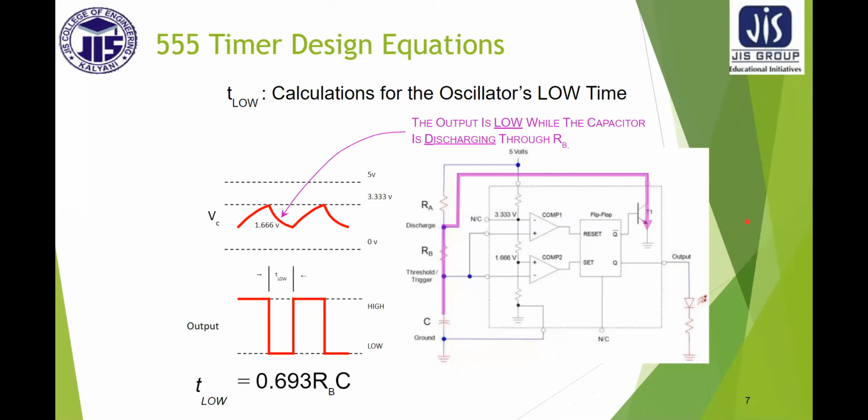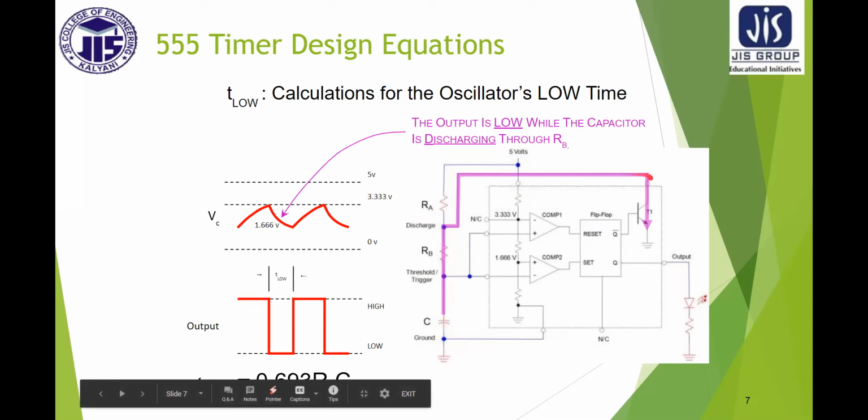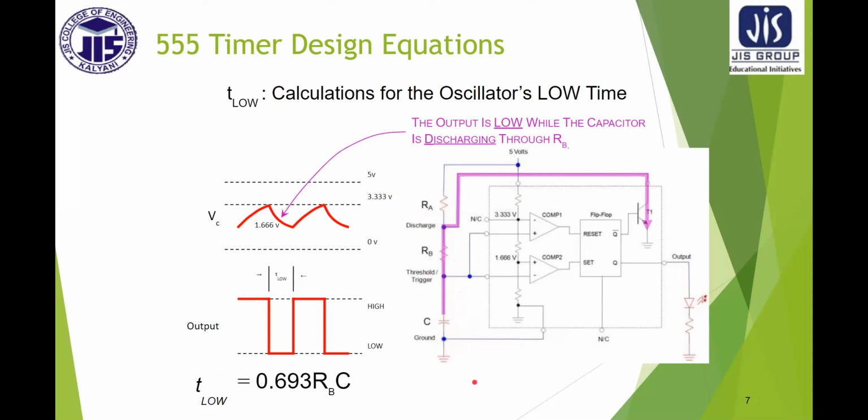This is the low time, that is the discharging time. See, in the charging period, the capacitor gets the voltage through RA and RB, but to get to the discharge transistor, the only path the charge needs to traverse is RB. So the discharging time is 0.693 into RB into C. So give the heading discharging time of capacitor and write down the equation and the waveform. So the discharging time for the 555 timer in oscillator mode will be lower than the charging time.